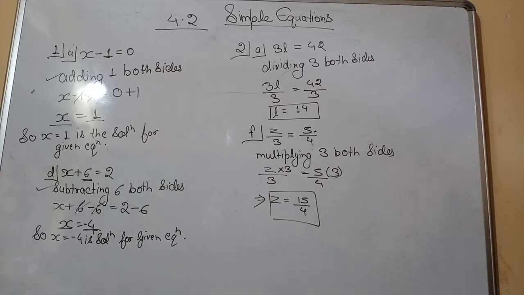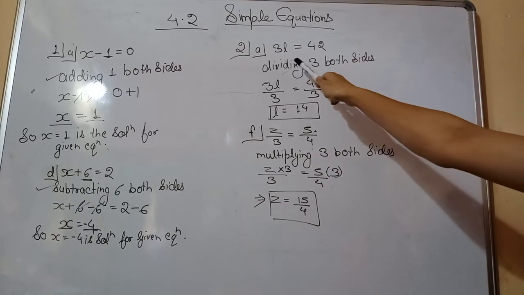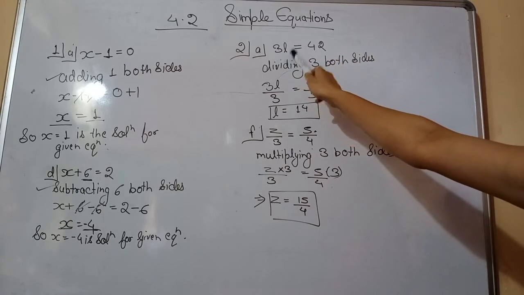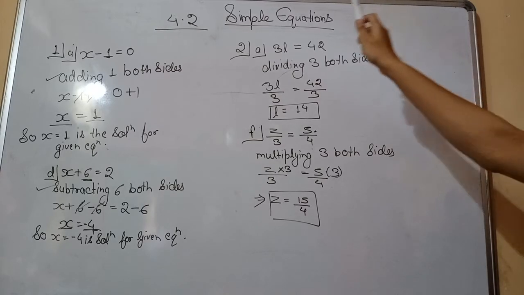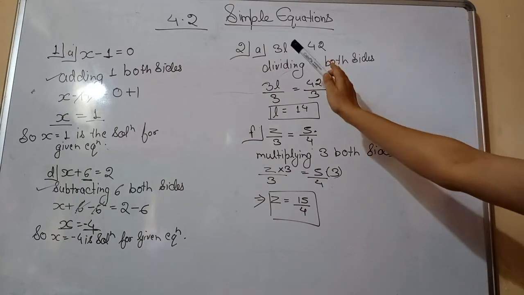Now in question number 2 also what we have to do? In question number 2 also we have to give the steps by which we have separated the variables. So see here, this is the first question of second option. Second question, 3l equal to 42. Now you can see this is the variable l and 3 and 42 are the constants. Now what we can do in case of multiplication? I have told you what is the opposite of multiplication. Opposite of multiplication is division. So if multiplication is given, you will perform division.